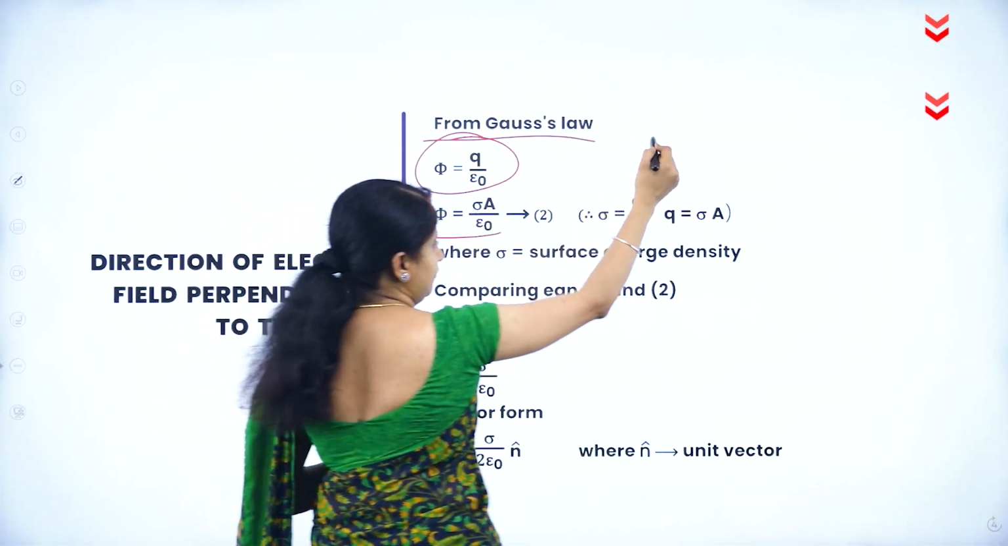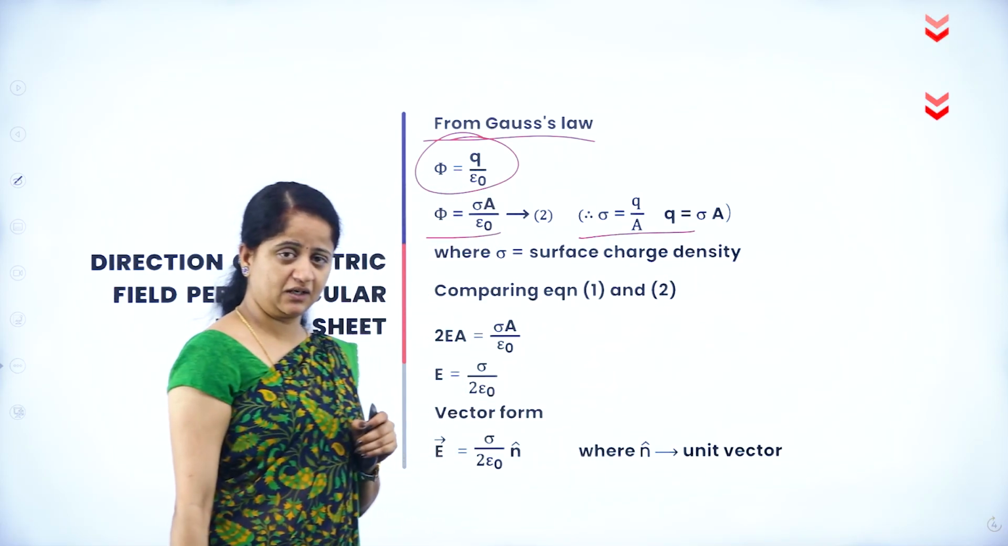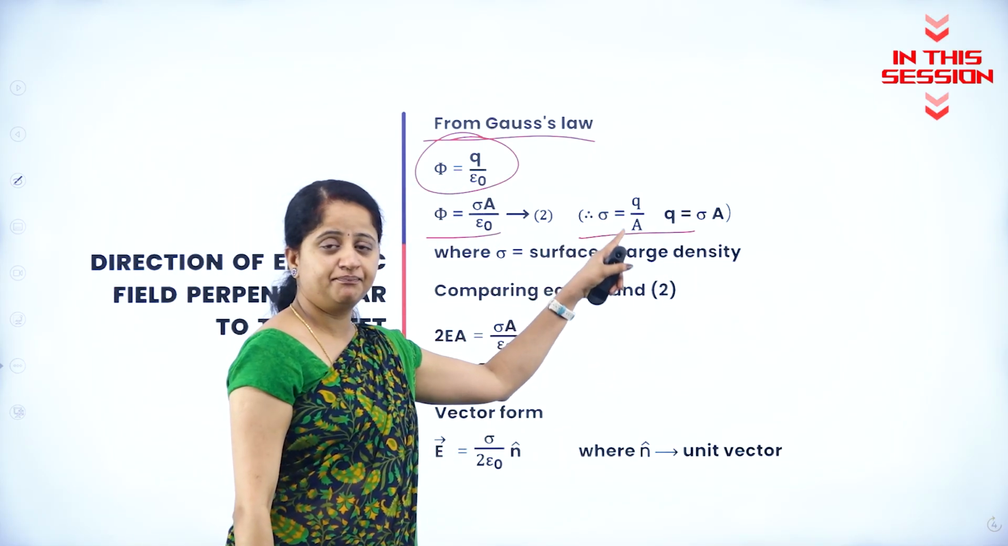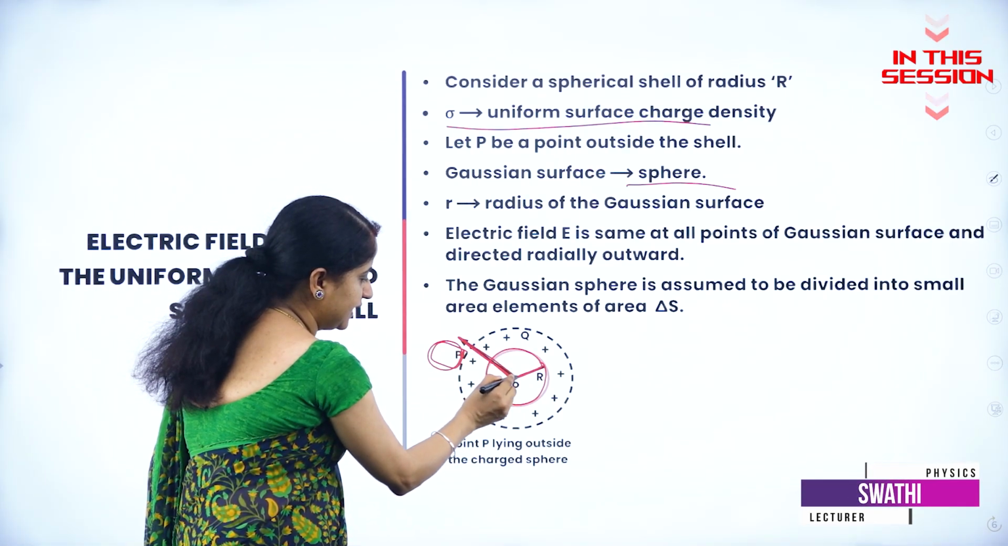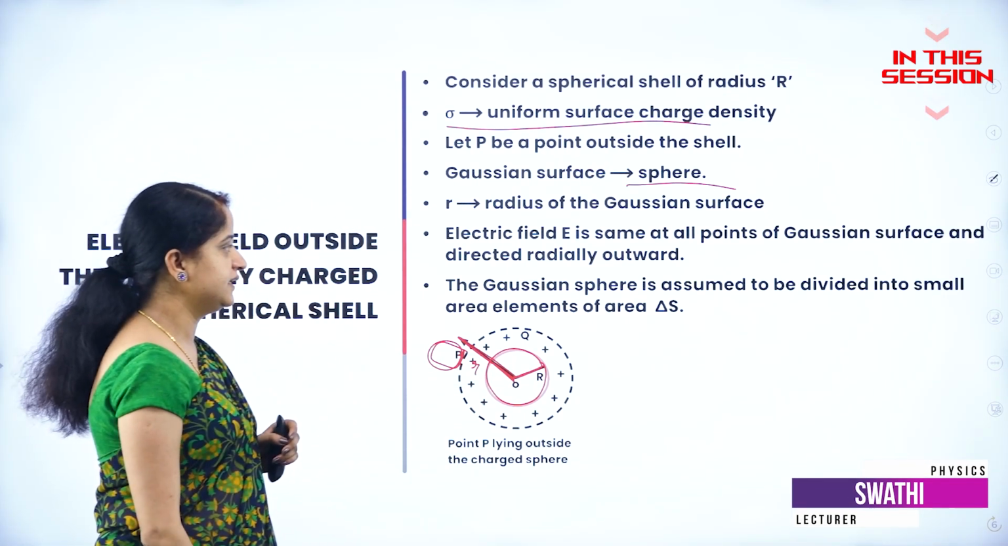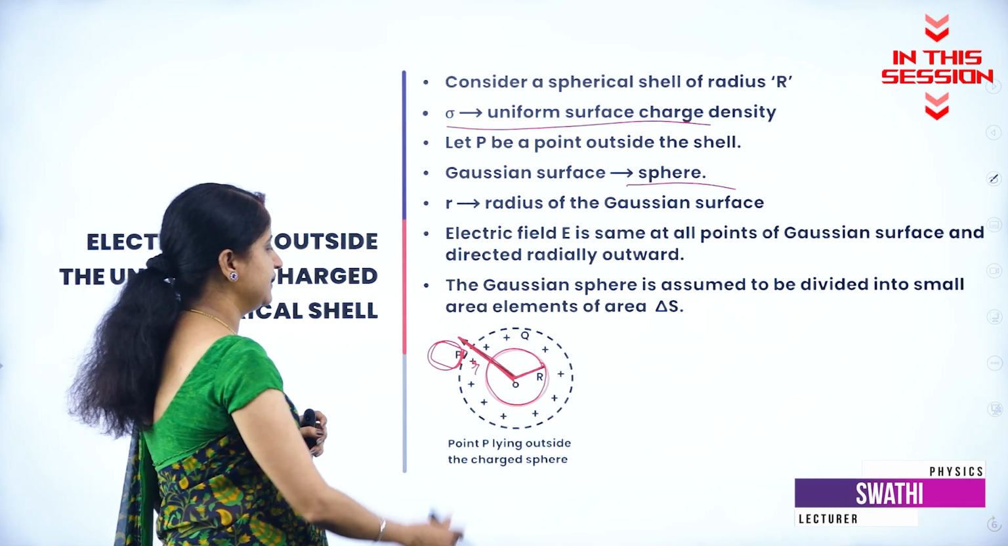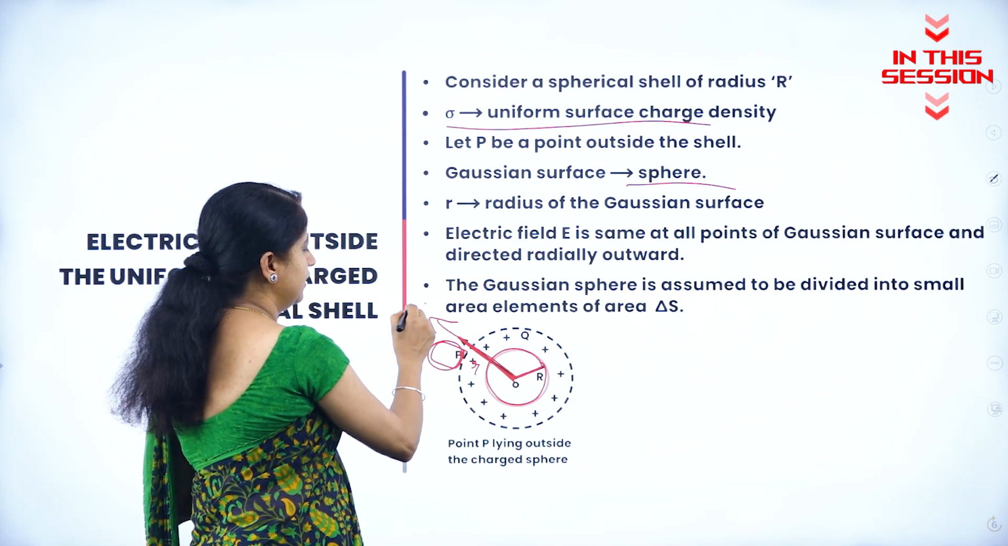What is Q? We know from surface charge density, that is sigma is equal to Q by A, charges per unit area. What is small r? Small r is nothing but the radius of Gaussian surface. So electric field is always directed outwards.